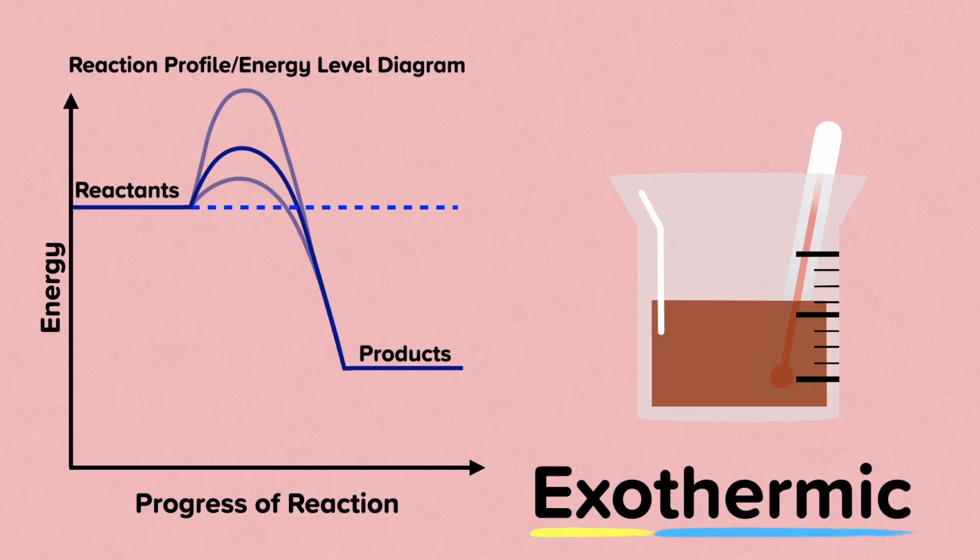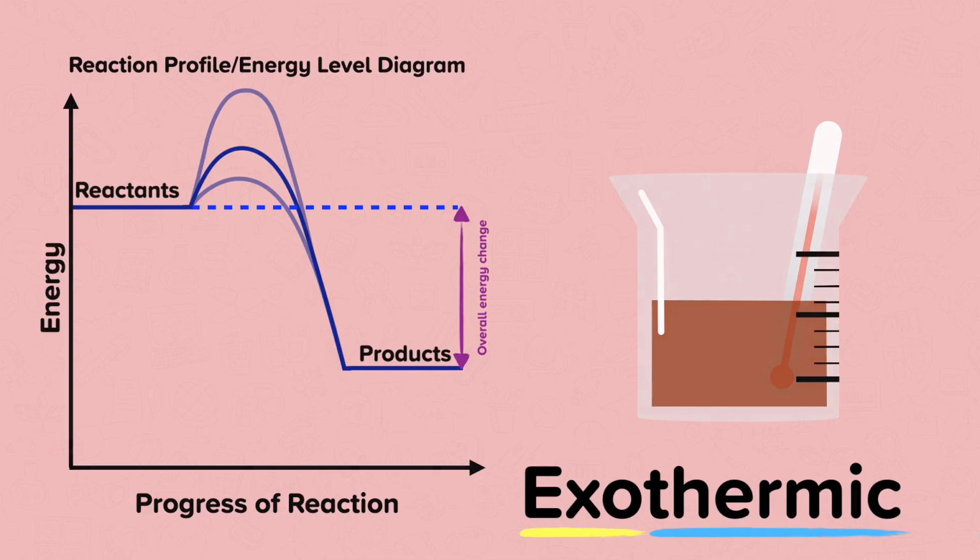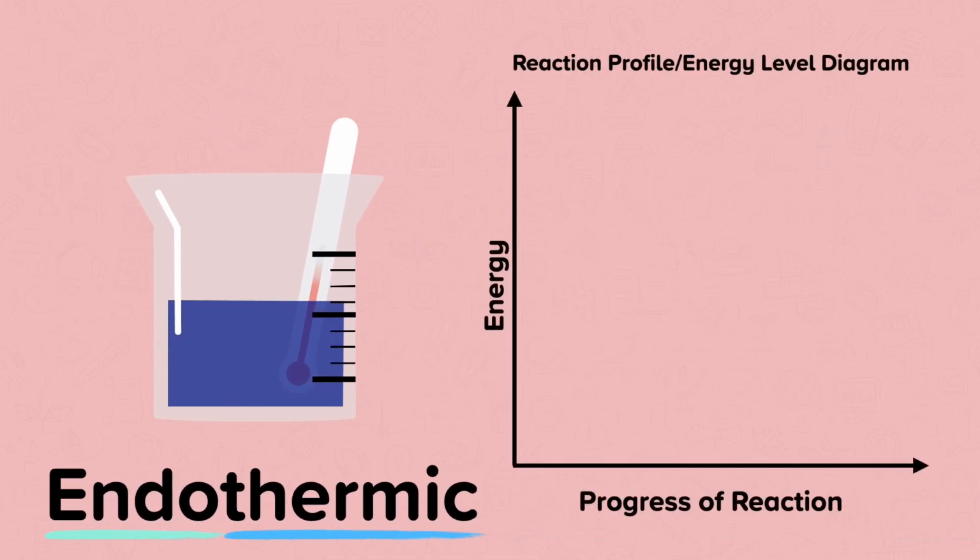The difference between the energy of the reactants and the products tells us the overall energy change. And since this is exothermic, this is energy transferred to the surroundings. For an endothermic reaction, the energy of reactants must be lower than the energy of the products. Again, you can draw these higher or lower depending on the energy levels you need.